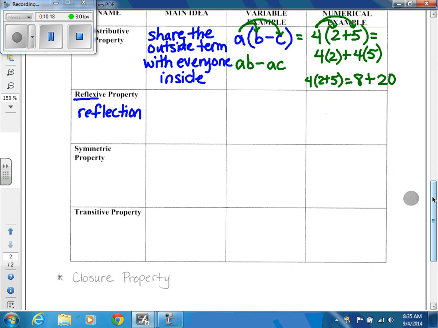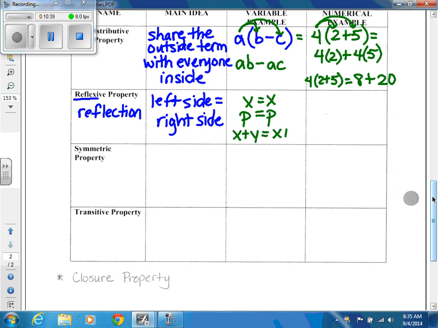So the easiest way to know this is that the left side of your statement has to equal the right side of your statement. This is one of the easiest ones to recognize, but you have to remember what it's called. So for a variable example, it could be as simple as x equals x, p equals p. Or you could even go as fancy as x plus y equals x plus y. Notice no order changes and everything's exactly the same on both sides. For the numbers, same thing. 4 equals 4, -6 equals -6. So pretty easy to recognize with that one.